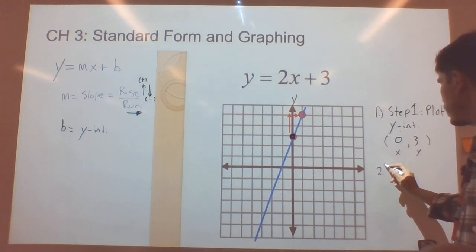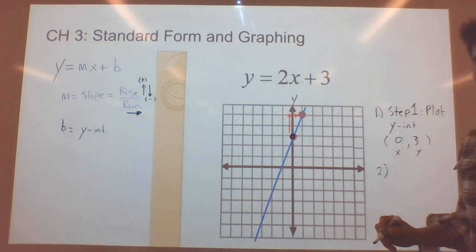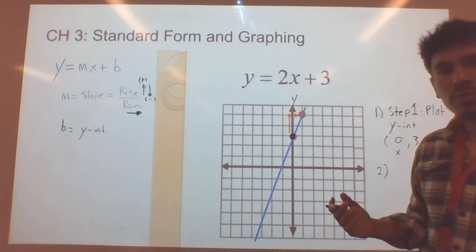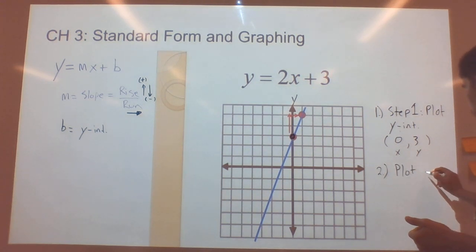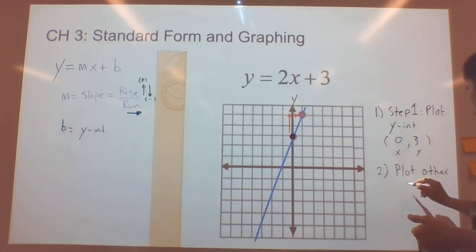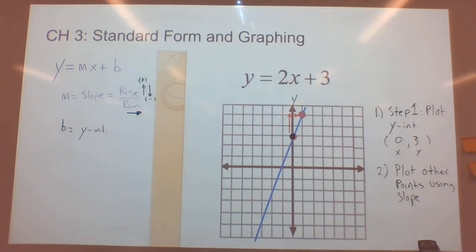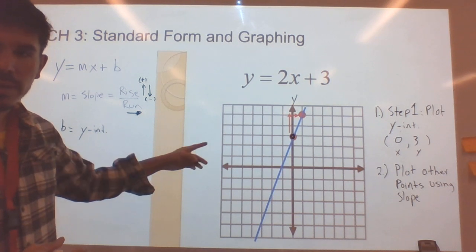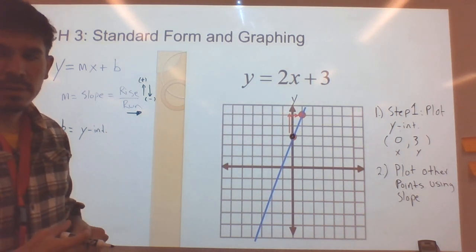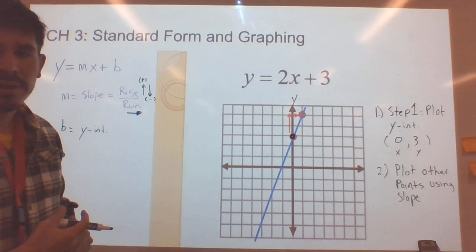Step two is plot additional points using slope. Plot other points using slope. So there are two steps to graph: step 1, plot the y-intercept, and then step 2 is plot the other points using slope.